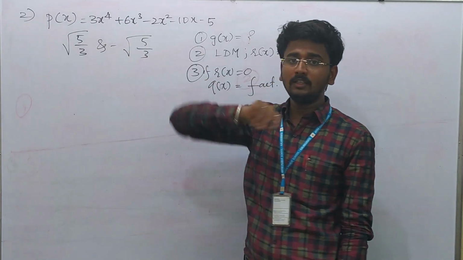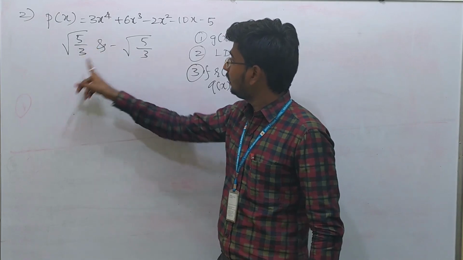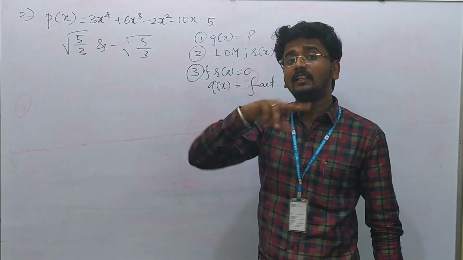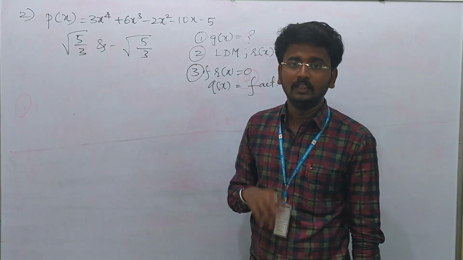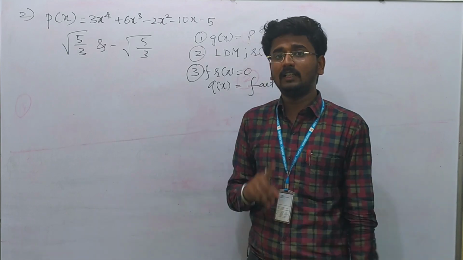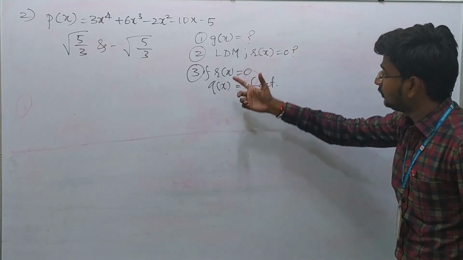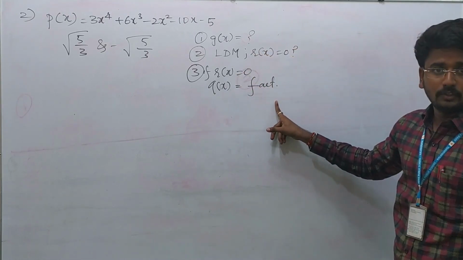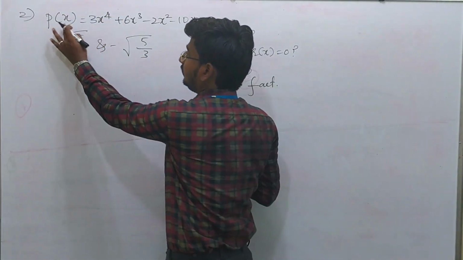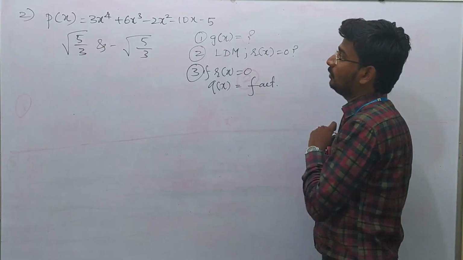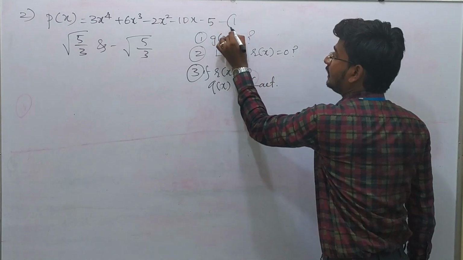What is the degree of this polynomial? It is 4, a biquadratic polynomial. Already 2 roots are there, root 5 by 3 and minus root 5 by 3. I should find the remaining 2. Degree 4 means there should be 4 roots. 2 x values are already there. The remaining 2 I have to find, and I will get them only if, when I apply the long division method, the remainder becomes 0. If the remainder becomes 0, then I can apply factorization for q of x and get the remaining 2 roots. So let us see how the problem goes. I write the given p of x as 3x to the power 4 plus 6x cube minus 2x square minus 10x minus 5 as equation number 1.